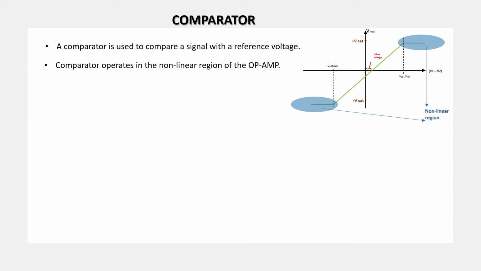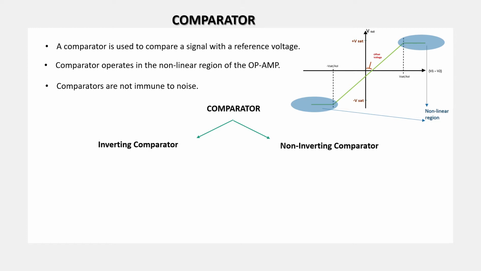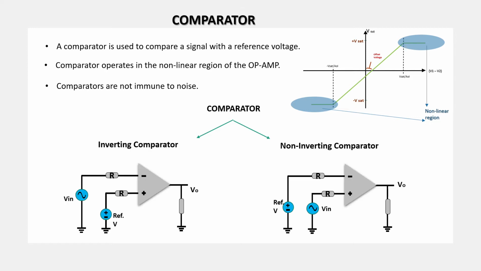Comparators are not immune to noise. When the input signal is noisy, the output oscillates between plus Vsat and minus Vsat, and we will not get the desired output. Now, let us see the types of comparators. There are two types of comparators, inverting comparator and non-inverting comparator. From the circuit diagrams, we can see that if the input signal is applied to the inverting terminal, then it is an inverting comparator. If the input is applied to the non-inverting terminal, then it is a non-inverting comparator.